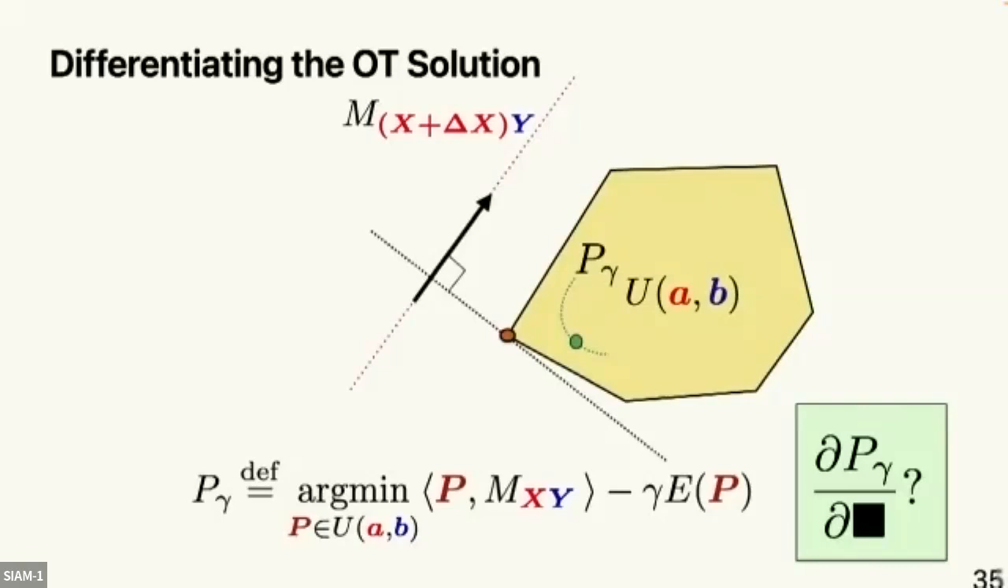The question is how to compute it. Remember, my P gamma is still defined as being the minimum of something. There was a workshop yesterday on algorithm unrolling, and I think this is very much related. What we want to compute is how the solution of an optimization problem varies with respect to inputs. There are essentially two canonical ways to do this. The first one is either algorithm unrolling or implicit function differentiation.